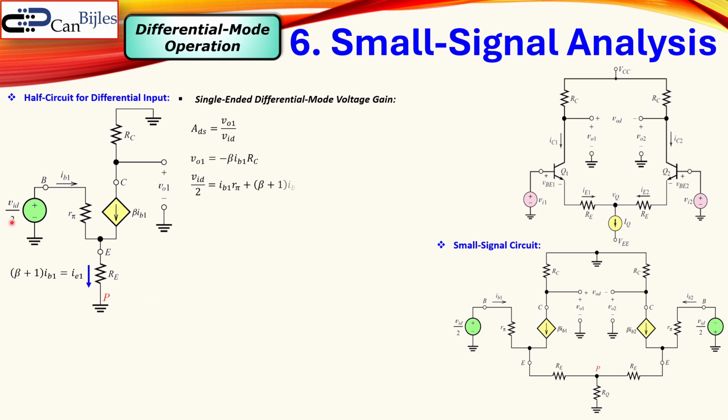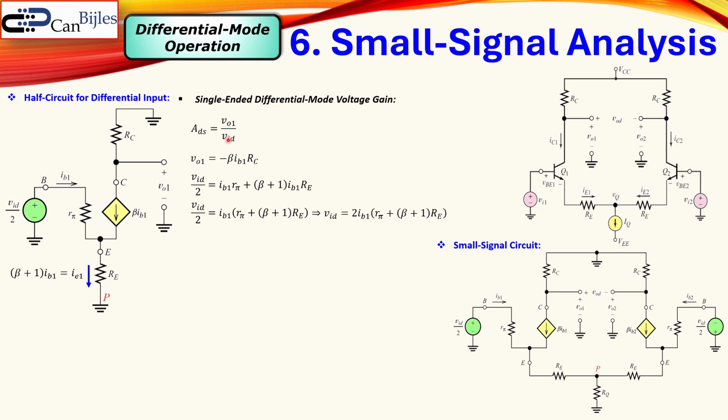Then I can say the following. Well, this voltage VID over 2, which is half of the differential voltage, is the IB1 times r pi plus the voltage across the RE, which is this emitter current times RE. Well, I use the emitter current expressed in the base current, that's shown here. So I can now collect the terms together, taking the IB1 out of the parentheses, that's shown here, and I also multiply left and right hand side by 2. So I have now an expression for VID, and also an expression for VO1.